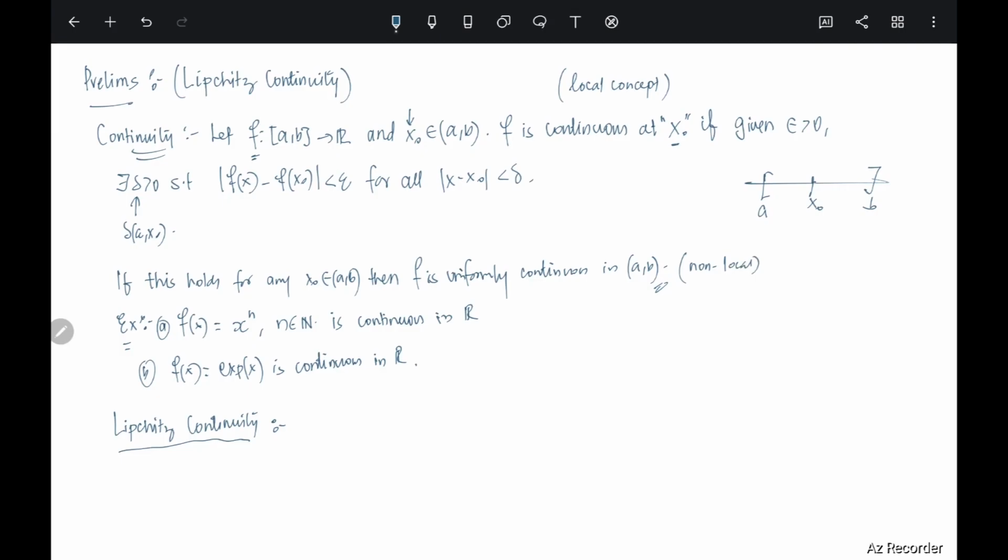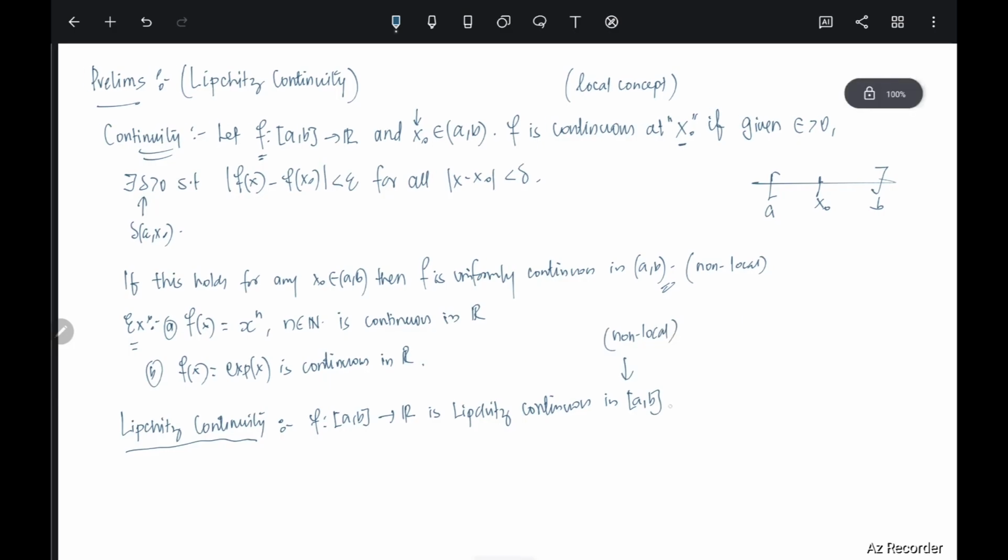So a similar sort of concept is Lipschitz continuity. What is Lipschitz continuity? If I am defining f from AB to R, and we say this is Lipschitz continuous, okay, continuous in AB, right? In AB, Lipschitz continuity, we will not define it at one point. This is a non-local concept. Please understand, this is non-local, okay? So what do I mean by this? I mean that it does not depend on one single point.